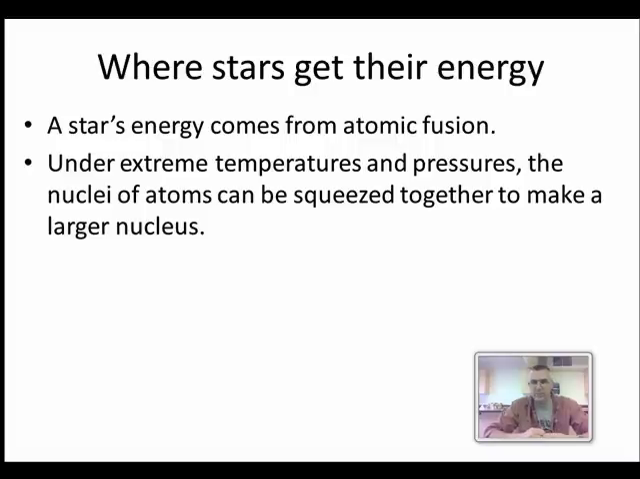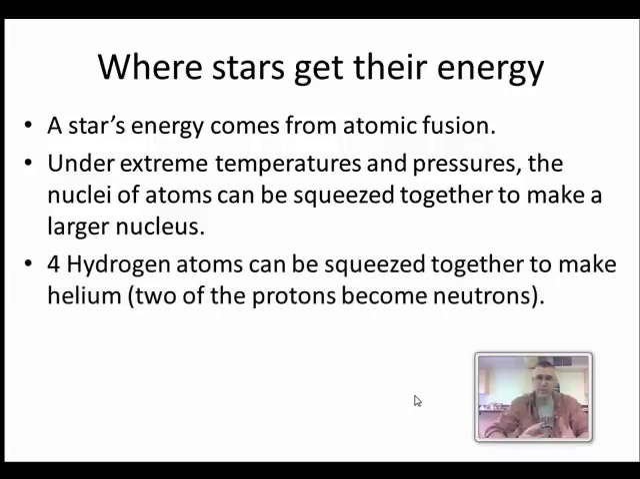the nuclei of atoms. Now remember, when we studied the atom, how big the atom is compared to the nucleus. The nucleus takes up about, what, 1/10,000th of the entire atom. Well, there's so much pressure and energy that it will actually squeeze these nuclei together to make bigger atoms. So for example, 4 hydrogen atoms can be squeezed together to make a helium. Right? The helium atom has 2 protons and 2 neutrons. So basically what happens is 2 of the protons from hydrogen are transformed into neutrons. And so you get 4 hydrogen atoms squeezed into becoming 1 helium atom.